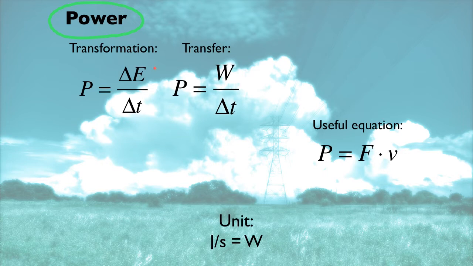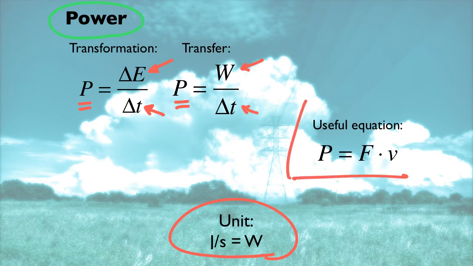So if I'm putting energy into a system, if I'm transforming energy in a system, the amount of energy I transfer in a time interval delta t, that's the rate of transforming energy. That is the power. Or if I'm transferring energy, I'm putting in a certain amount of work in a time delta t. The power is the rate at which I'm transferring energy, and the unit is a joule per second, which is a watt. And here's a useful equation. If I am doing work and I'm pushing something at a constant speed v, the power that I'm doing is equal to the force I'm applying times the velocity v. Okay, so those are some relationships for power.